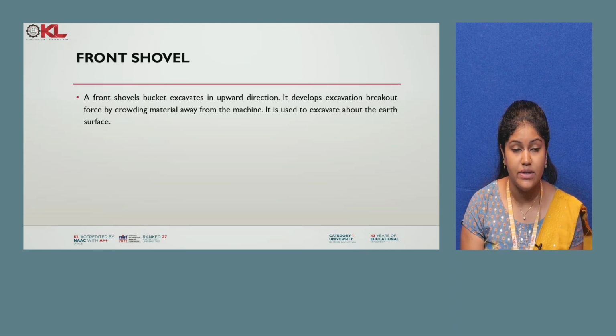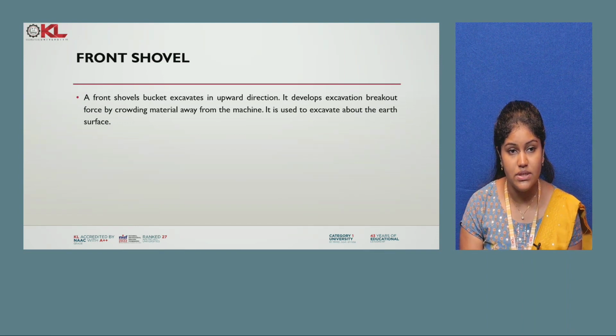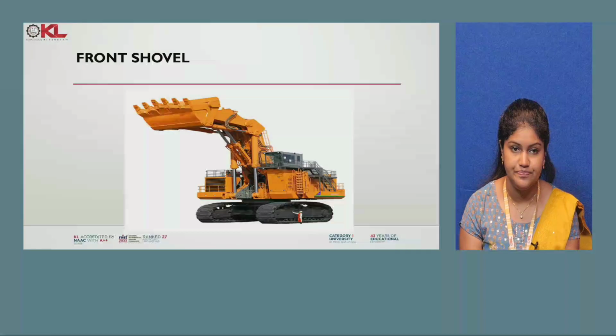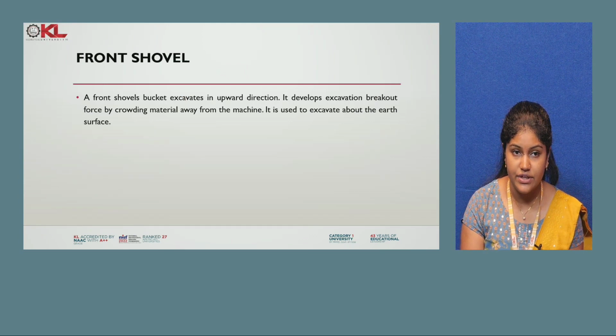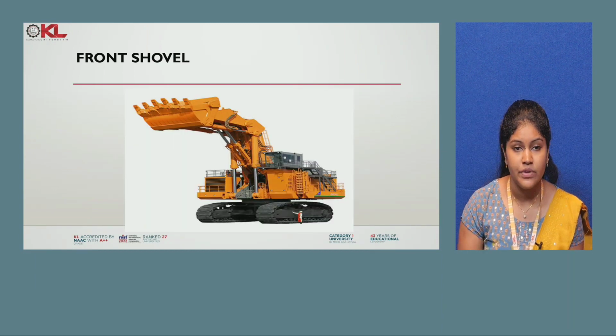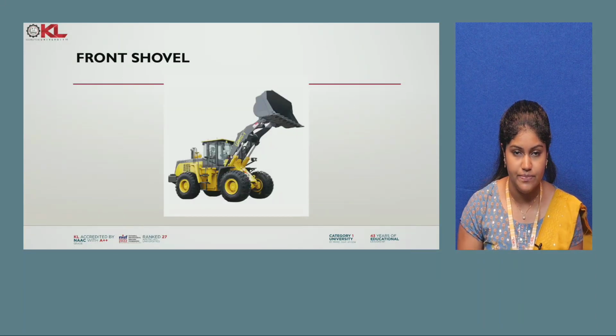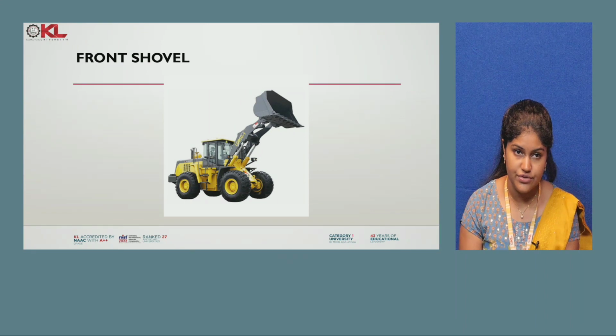Front shovel means there will be a bucket and it will be excavating the soil in the upward direction. It develops excavation breakout force by crowding material away from the machine. It is used to excavate above the earth surface. So this is what the front shovel means. Here a front shovel bucket excavates in the upward direction. It will be excavating the soil in the upward direction. Here you can see the front shovel, it is excavating the soil in the upward direction. So this is also an example of a front shovel.